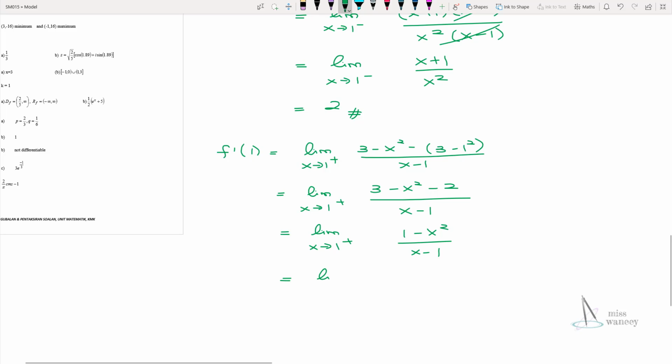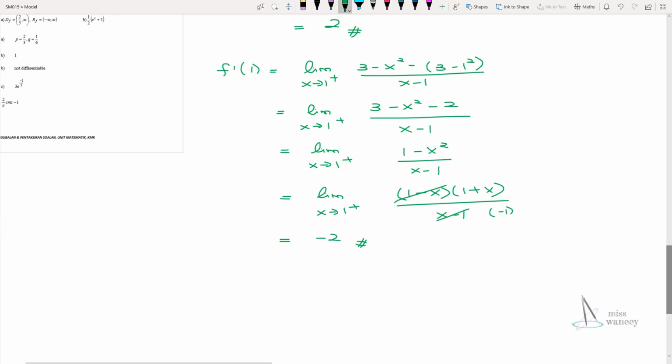So we're going to factorize our numerator. So 1 minus x, 1 plus x over x minus 1. So these two will cancel out. So I will be left with negative 1. So substitute x with 1. So we are going to get 1 plus 1 over negative 1. So the answer for this one is negative 2.